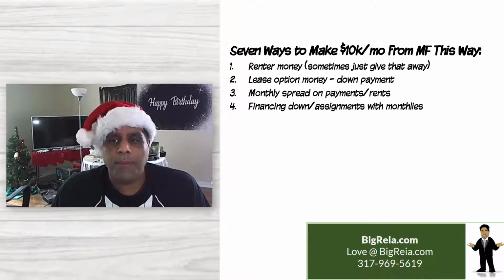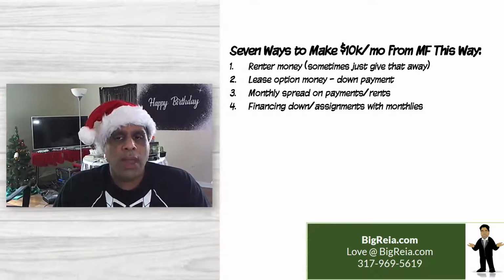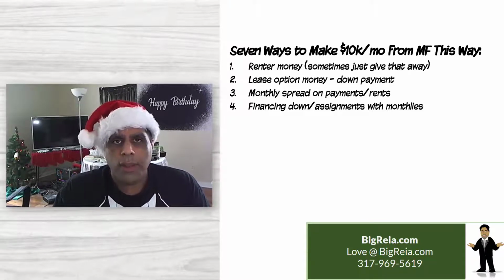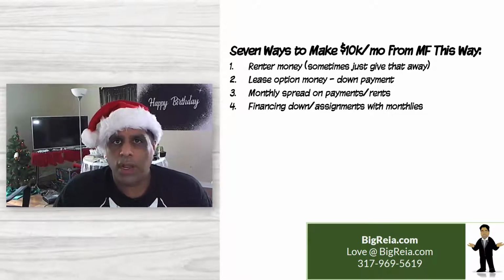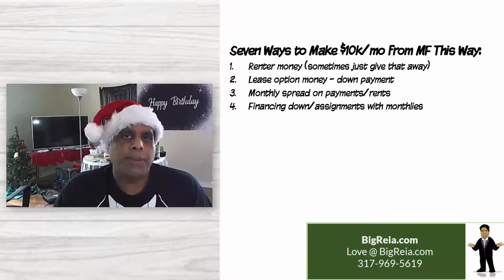Number 4, financing down payments and assignments with monthlies. As soon as possible, once you get your 30 grand a month and you build a few oil wells that way, you don't want any cash. You want to keep lending people cash. So always finance down payments and assignments, because you turn it into monthly payments and you can quickly get those monthly payments up to 10 grand a month.